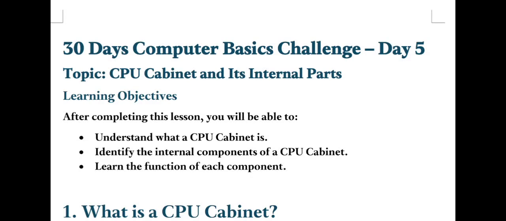Hello everyone, today is day 5 of the learning computer basics challenge: CPU cabinet and its internal parts. Today in this video we will understand what a CPU cabinet is, identify the internal components of a CPU cabinet, and learn the function of each component.